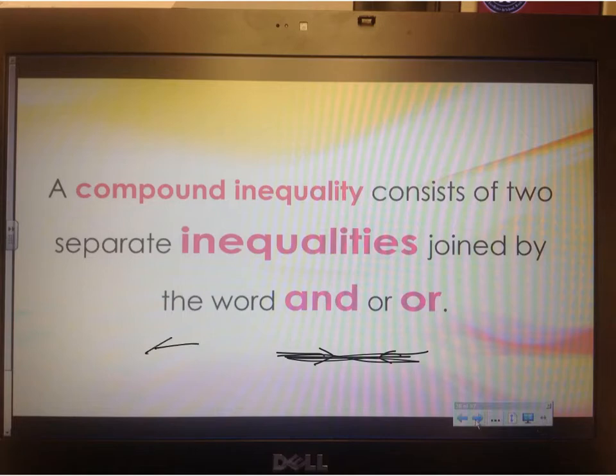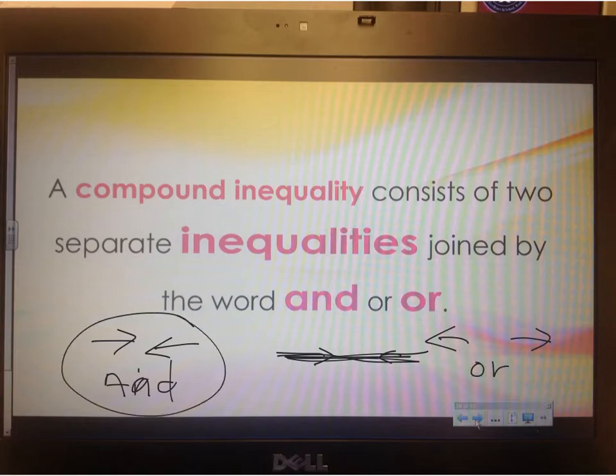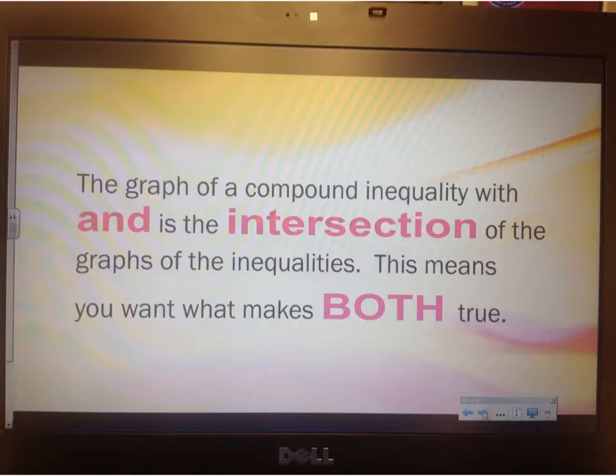So this is an example of an and, and this is an example of an or where they go apart. And so we're going to be focusing on this one today. It says the graph of a compound inequality with and is the intersection of the graph of the inequalities. This means you want to make both true. And so we're just talking about where these lines overlap. That's what makes it true.